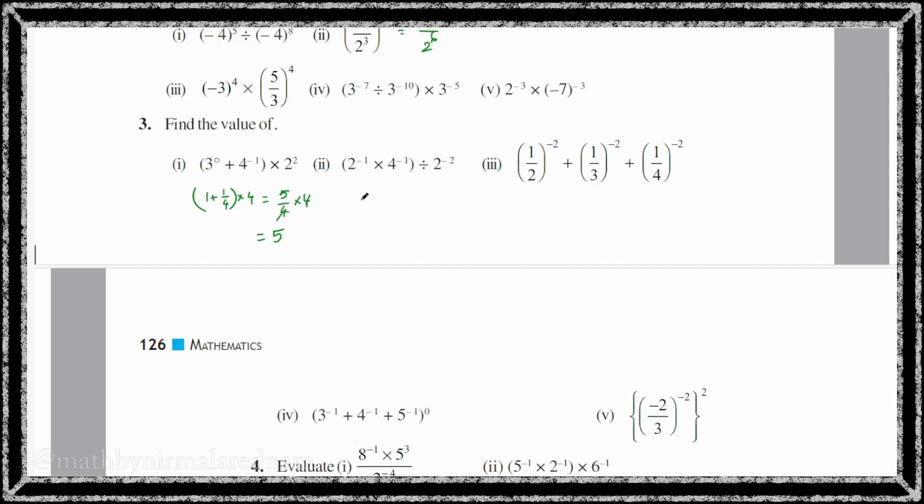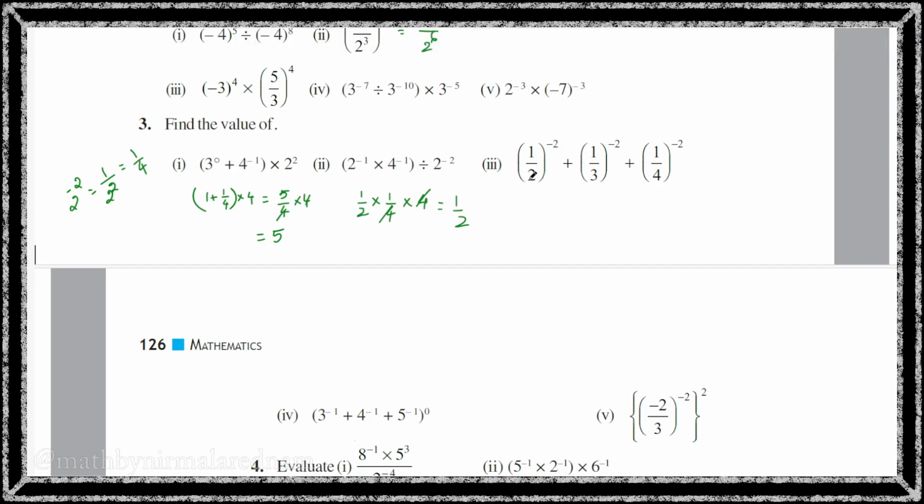Now here, what is this? 1 by 2 into 1 by 4 divided by, what is 2 power minus 2? 2 power minus 2 is 1 by 2 square, which is nothing but 1 by 4. Divided by 1 by 4 means into 4. Reciprocal, right? So the answer is half.